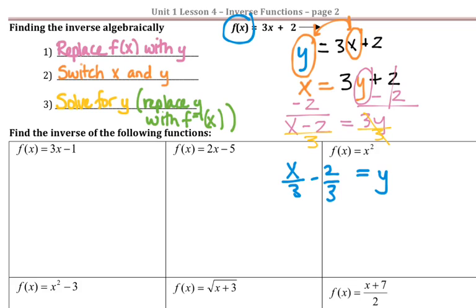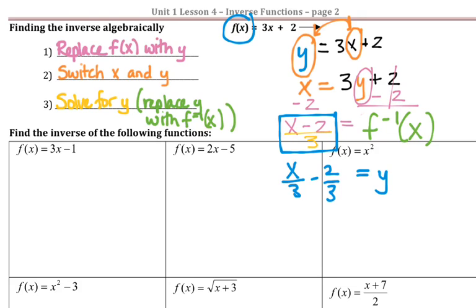I don't need you to do that. You can stop right here if you want to. But that last thing in green there says replace the y with an f inverse of x. So I am going to take out this y and replace it with f inverse of x. I know it's not the same thing as what we started with.